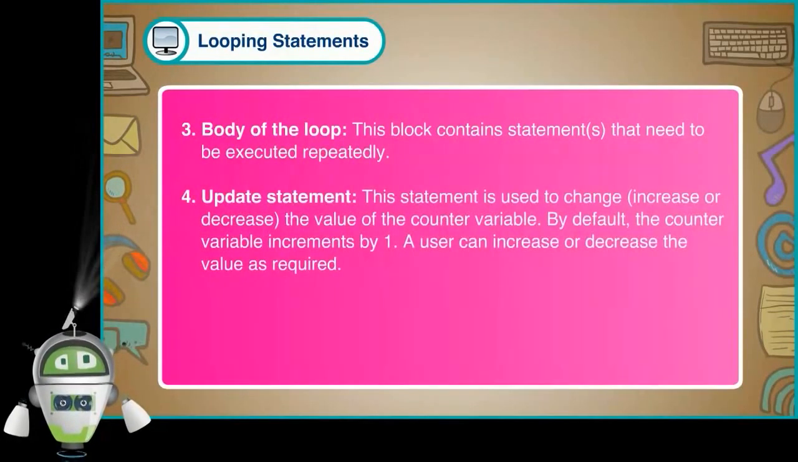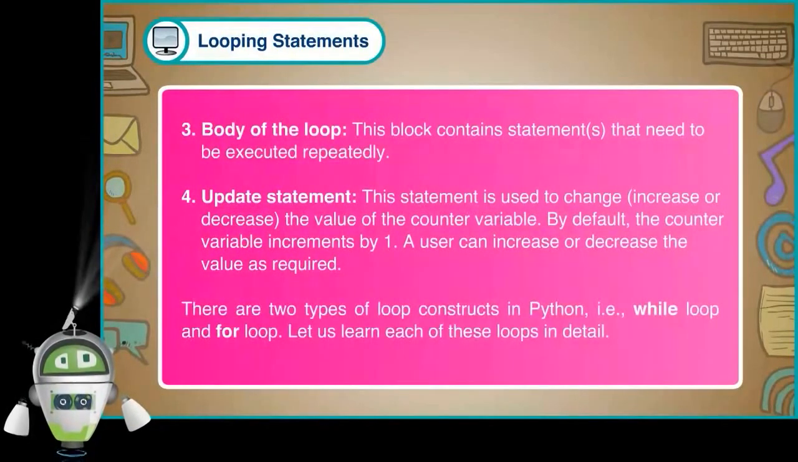Update statement. This statement is used to change, increase or decrease the value of the counter variable. By default, the counter variable increments by 1. A user can increase or decrease the value as required. There are two types of loop constructs in Python, that is while loop and for loop. Let us learn each of these loops in detail.